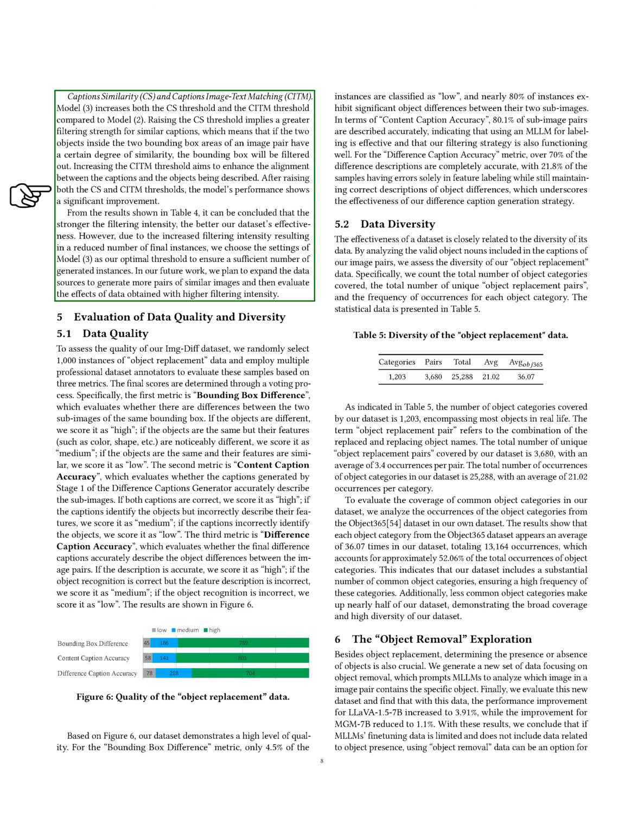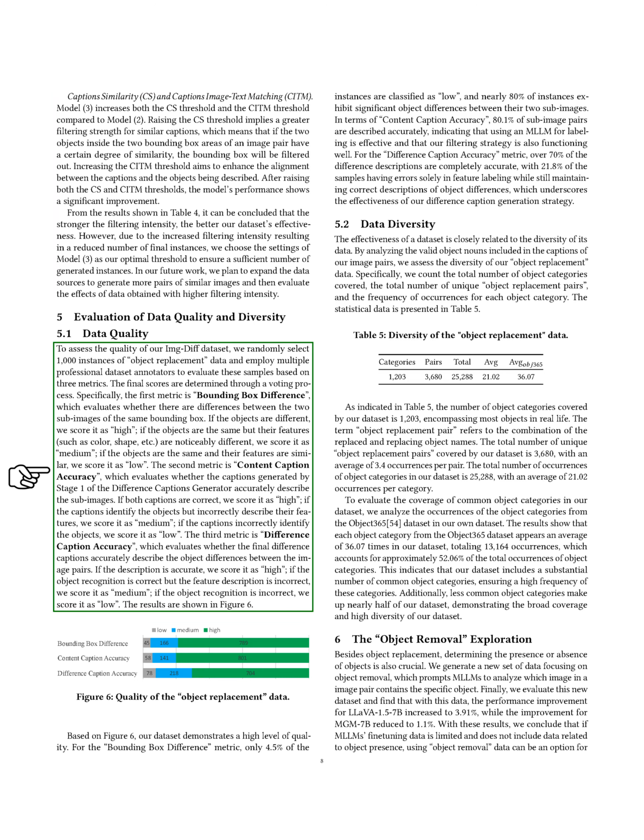To evaluate the quality of our Img-Diff dataset, we randomly select 1,000 instances of object replacement data and have professional annotators assess them based on 3 metrics. The first metric, bounding box difference, checks for differences between sub-images, scoring them as high, medium, or low based on object similarity. The second metric, content caption accuracy, evaluates if the captions accurately describe the sub-images. The third metric, difference caption accuracy, assesses if the final captions correctly describe the differences between image pairs.